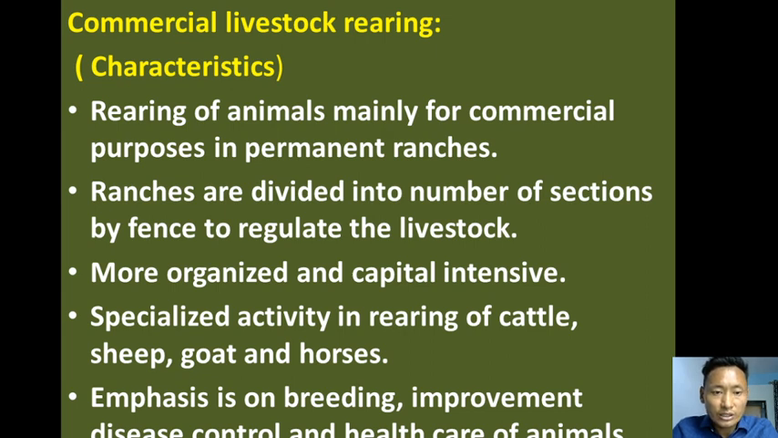Here they are emphasizing more on breeding. Crossbreeding means mating of animals in order to have a better offspring. They are emphasizing more on breeding, improvement of animals, disease control, and healthcare of animals. So they are emphasizing all these areas in order to get better profit, more profit, by doing this type of agriculture, or we can say farming.